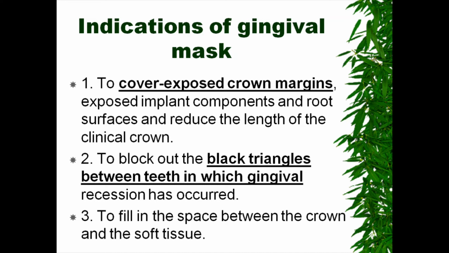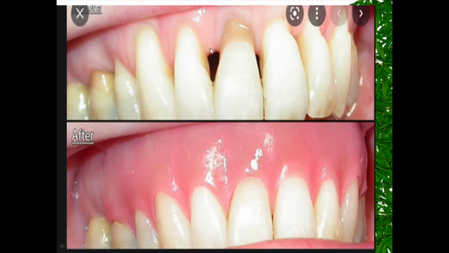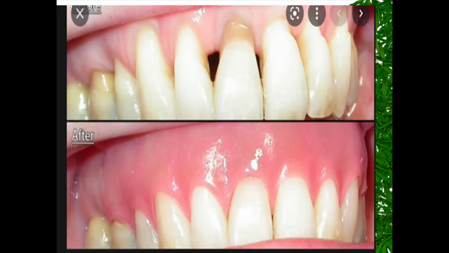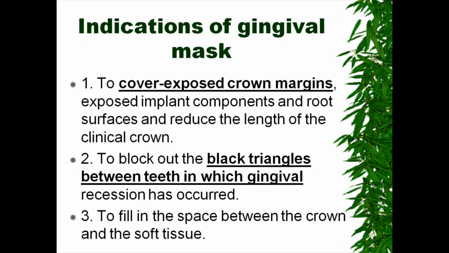Indications of gingival mask: to cover exposed crown margin, exposed implant component and root surfaces, and reduce the length of the clinical crown. To block out the black triangle between teeth in which gingival recession has occurred. See this area, this is known as black triangle and it looks unaesthetic. In order to cover that area, we also recommend fabrication of a gingival mask. We have to take the impression of the patient and send this impression to the lab where the gingival mask is fabricated, and later on we deliver the gingival mask or gingival veneer to the patient.